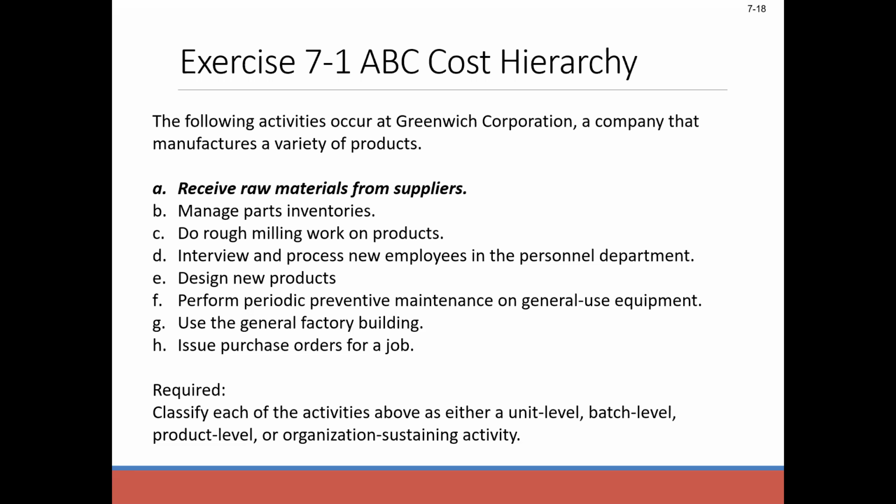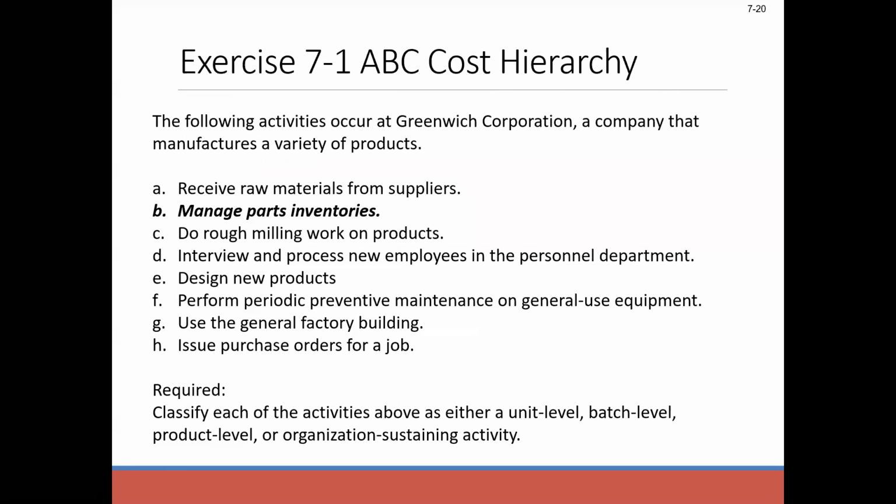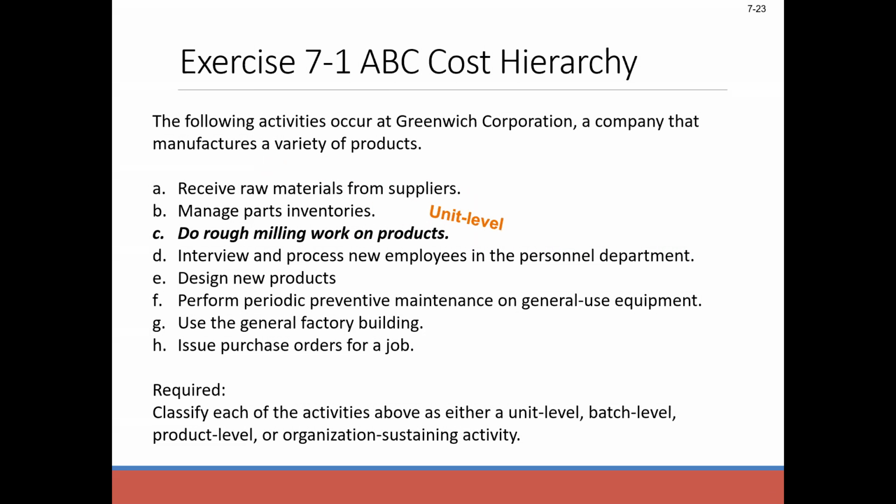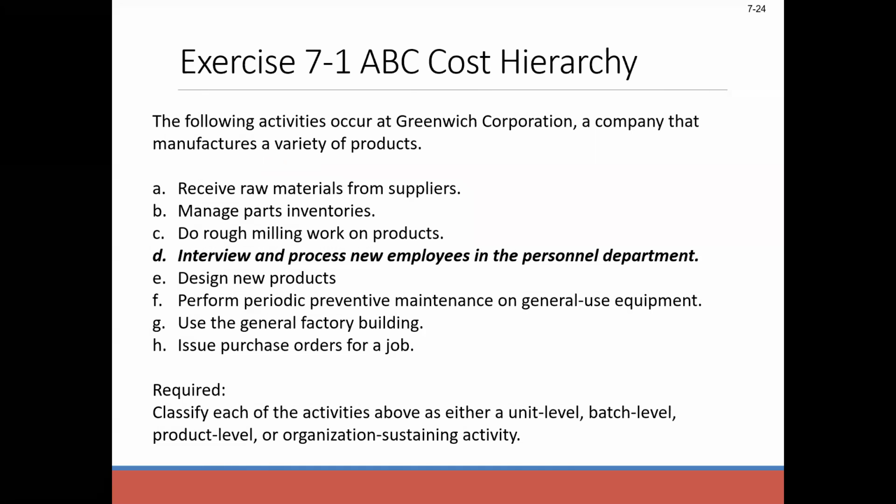So receive raw materials from suppliers. Is this a unit level, batch level, product level, or organization sustaining activity? Here we would show this to see if it would be a batch level. What about managing parts inventory? That would be a product level. Doing rough milling work on products would be at a unit level. Interview and process new employees in the personnel department would be organization sustaining.